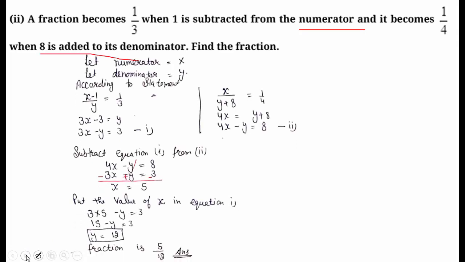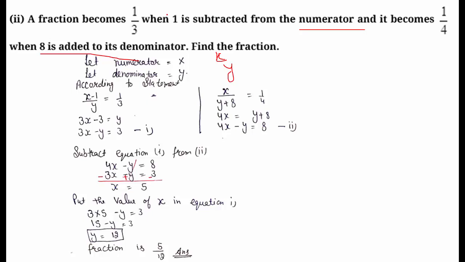Now second question is, a fraction becomes 1 by 3 when 1 is subtracted from the numerator and it becomes 1 by 4 when 8 is added to the denominator. Find the fraction. And you know, in a fraction we have two values. First is the numerator value and the denominator value second. So let numerator and denominator be x and y. Now the fraction will be x upon y.